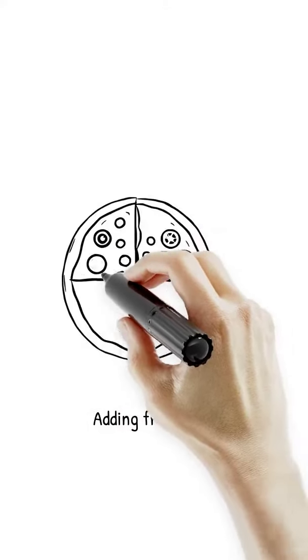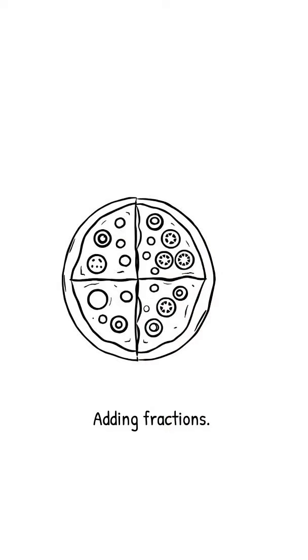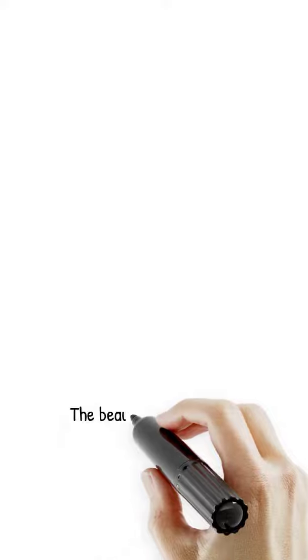For instance, if you take 2 quarters from the pizza, you end up with what fraction? That's right, you're holding half of the pizza. This is because 2 quarters are equivalent to 1/2.